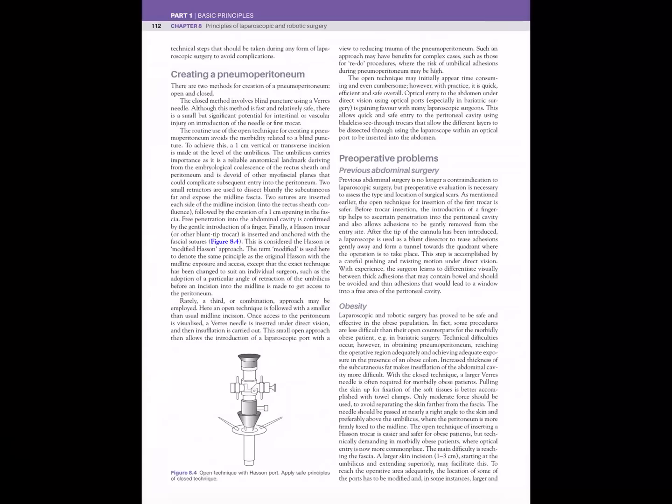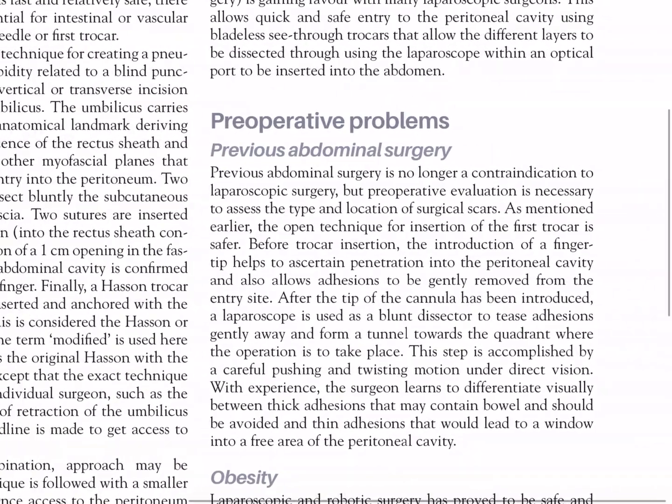Preoperative problems. Previous abdominal surgery. Previous abdominal surgery is no longer a contraindication to laparoscopic surgery, but preoperative evaluation is necessary to assess the type and location of surgical scars.